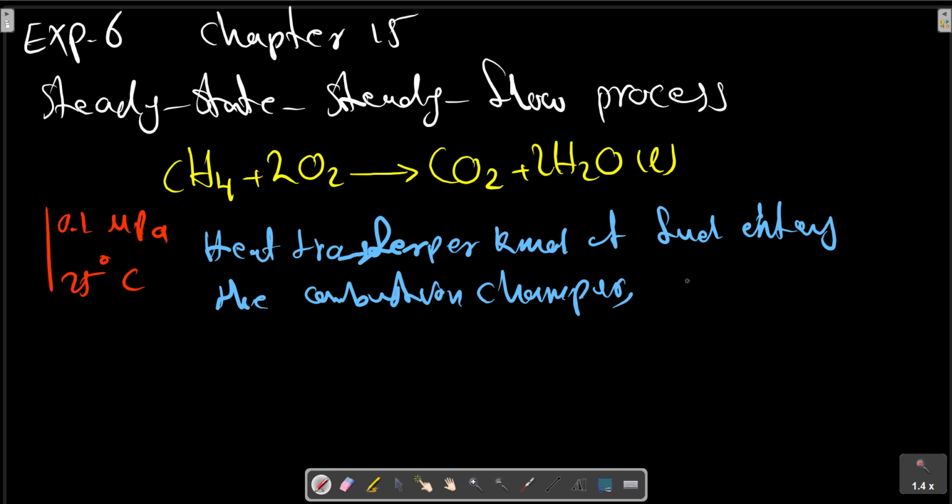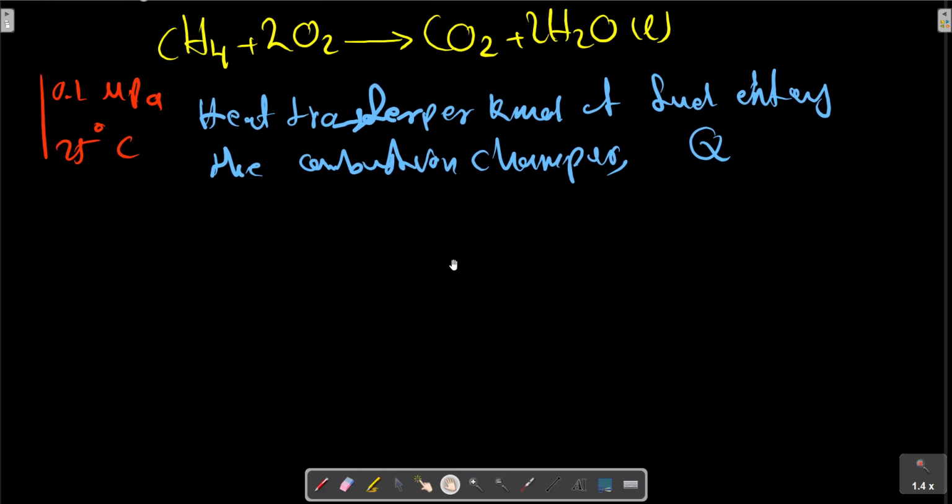Combustion chamber, CH4. For the reaction, the first law can be applied. At first, we should determine the control mass or control volume. In this case, we have a control volume, the combustion chamber.